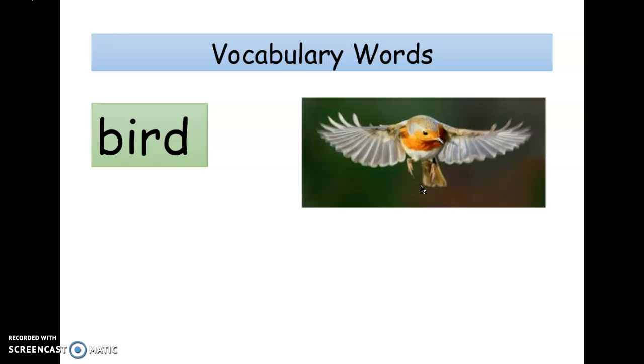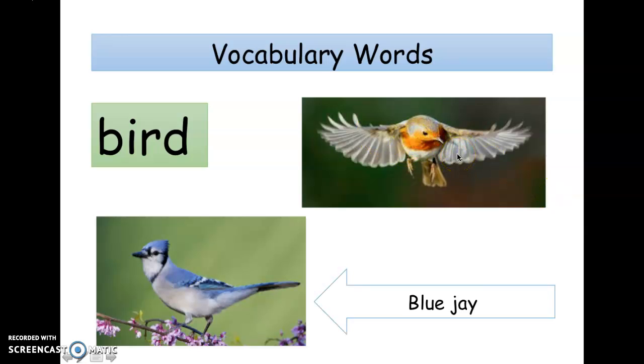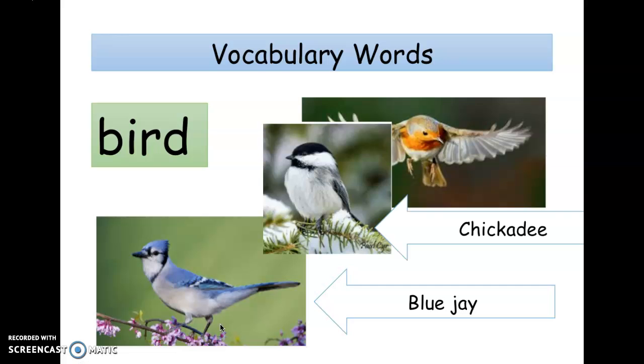Bird. This is a bird. And birds also have wings. Miss Carolyn's favorite bird is the blue jay. What is your favorite bird, Miss Kim? My favorite bird is a chickadee. Chickadee. What a funny name. They're so cute. I think my bird is cuter. I don't know. What do you guys think? Whose bird is cuter, chickadee or blue jay? Let us know in the comments.